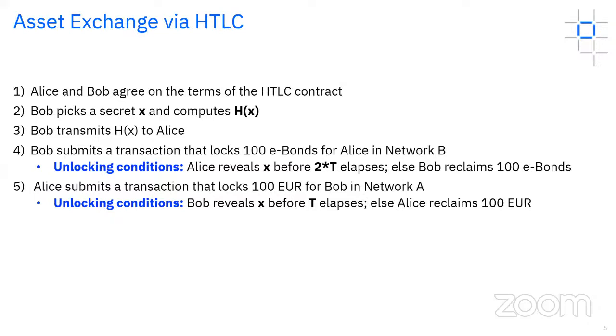So this online condition is very important. It cannot be that I submit the lock transaction and then I go offline. You submit the lock transaction and then you try to submit the claim transaction as soon as possible.